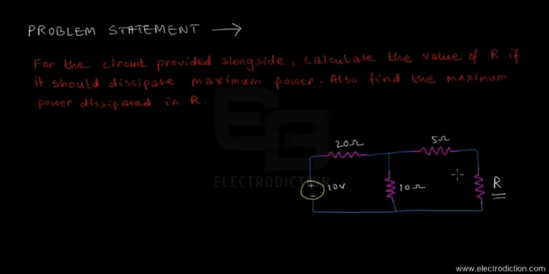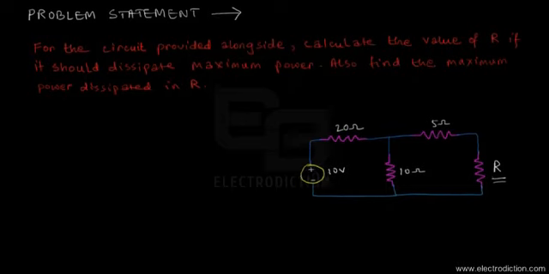Now we have to apply the maximum power transfer theorem, and whatever it says, in order to calculate the value of R. We'll shortly see how we should do that. Also we need to find the maximum power dissipated in this resistor R. So let's not wait here, let's quickly move on to solving this network.